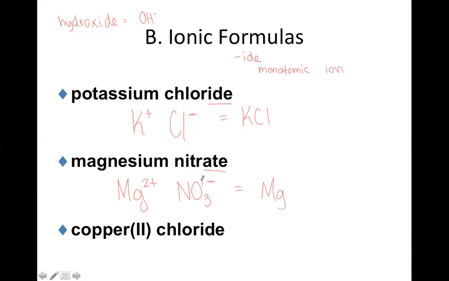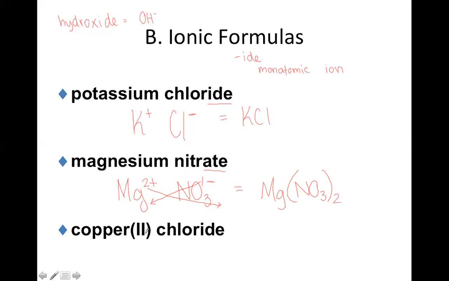This understood 1 gets crossed over, so Mg1. And then this 2 gets crossed over, but we have to put parentheses around the poly. So we have NO3, that's nitrate, and there's 2 of those.